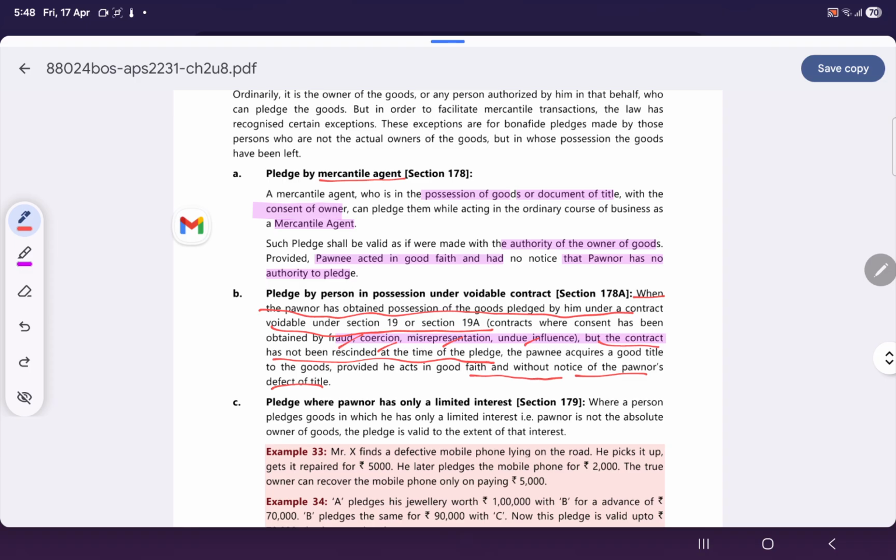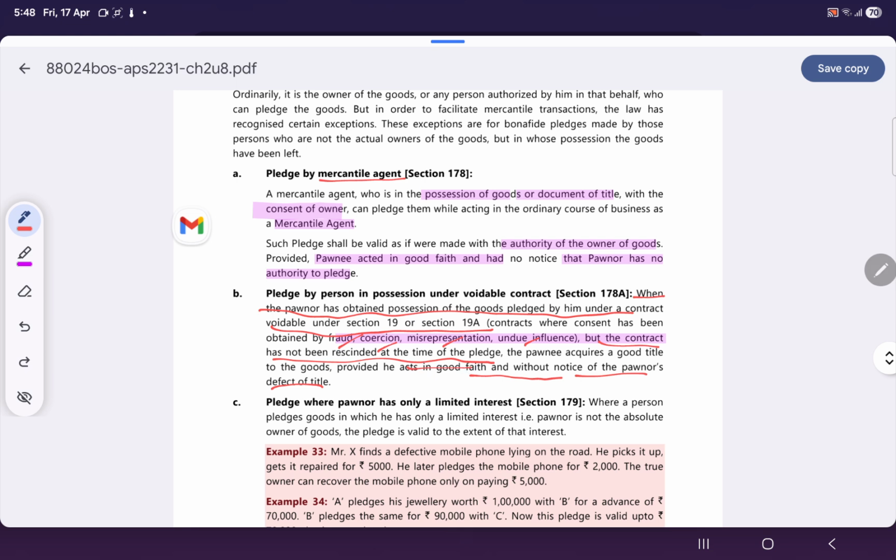So now it happens that someone has stolen, or someone has shown a gun to somebody and brought some goods and pledged them with us. But we didn't know all these things, and the contract is not rescinded also. But we don't know all these things, and we are acting in good faith.